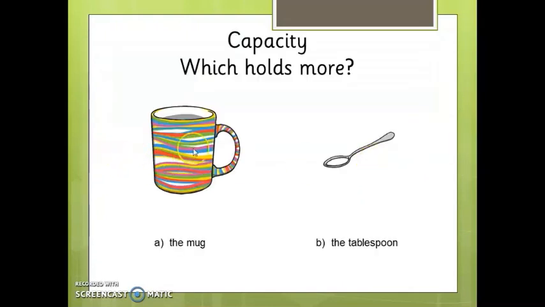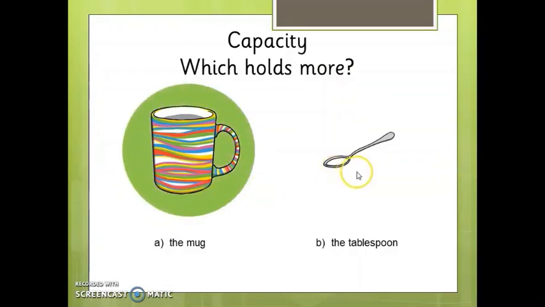In this activity, as you can see in front of you, there are two containers, the mug and the tablespoon. Now, can you tell me which holds more liquid? Good job if you all say the mug, as it is bigger in size as compared to the tablespoon.